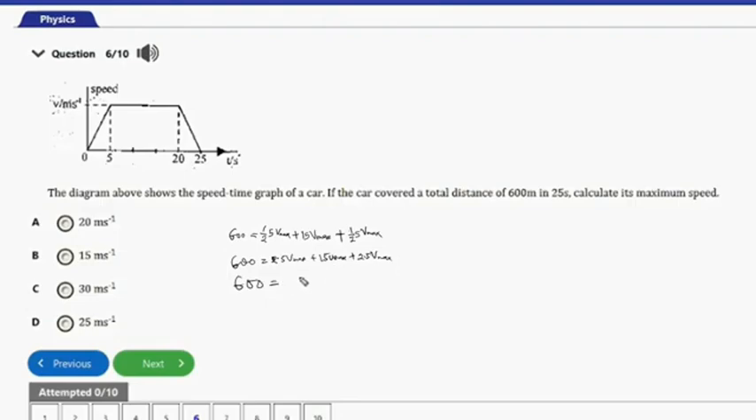So that will be equal to 20 Vmax. So it means that 600 is equal to 20 Vmax. So Vmax is going to be 600 over 20. And guys, that will give us 30 meters per second. That's option C here. So let's go ahead and consider the next question.